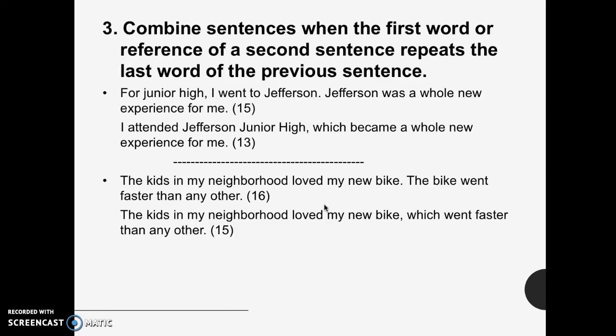I attended Jefferson Junior High, which became a whole new experience for me. So instead of having 2 sentences, you've reduced it to 1, and you've reduced the words. The second example has 2 sentences referencing the bike. And here you get rid of that second reference and you just make that into 1 sentence.